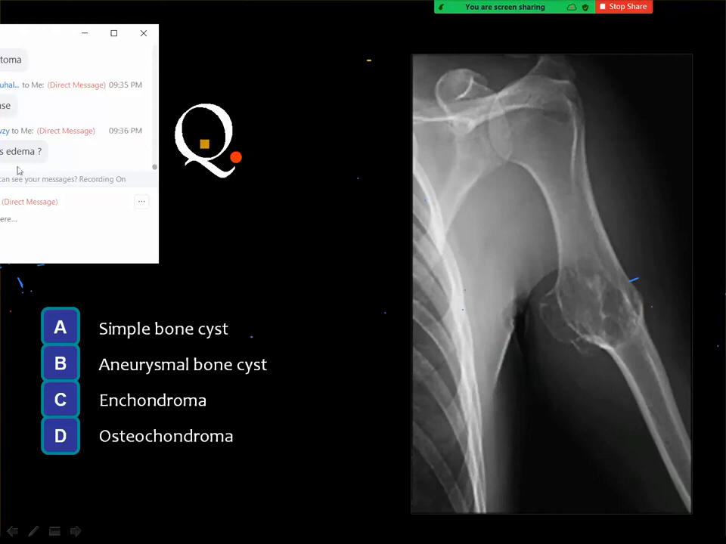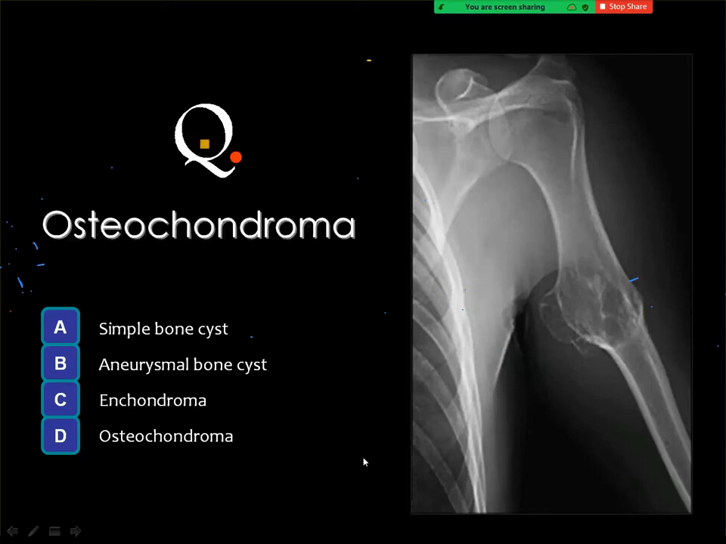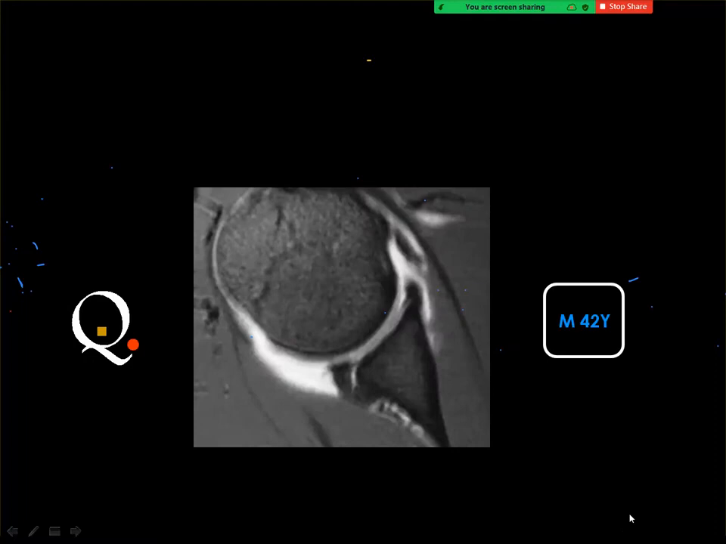There is a question why there is edema. Any of the bone tumors, because of the reaction in the mother bone or the adjacent bones, then you got bone marrow edema, even if this tumor is benign. And the answer is D, which means that this is an osteochondroma or cartilage capped exostosis. This is right. Then the next case.